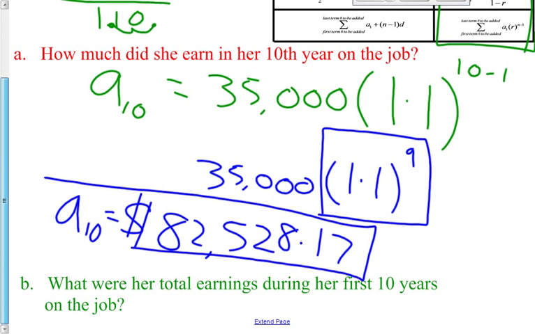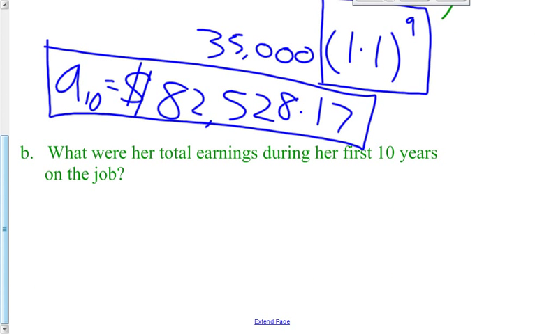Bottom line, class, if your employer says that they're going to give you a 10% raise every year on the job, you take that gladly and don't ask any questions, because a 10% raise is very, very significant. So knowing that, what were her total earnings during her first 10 years on the job? So her first year, second year, third year, fourth year, all the way to the 10th year, if you add up all that money combined in all those years, how much money does she make?